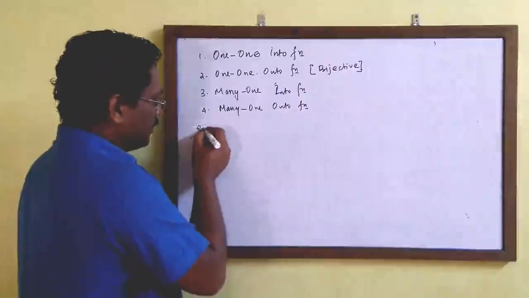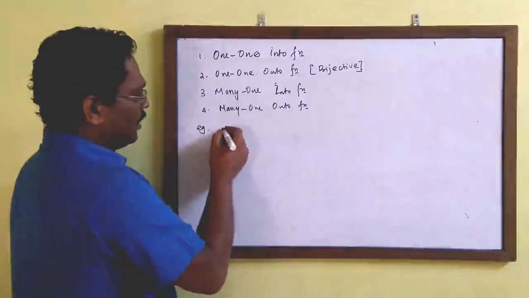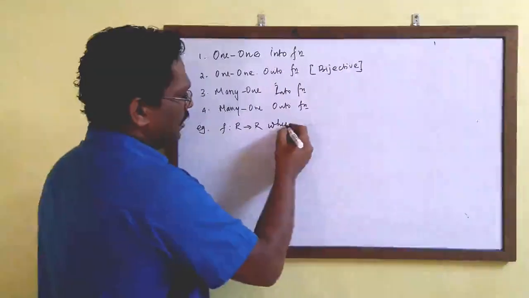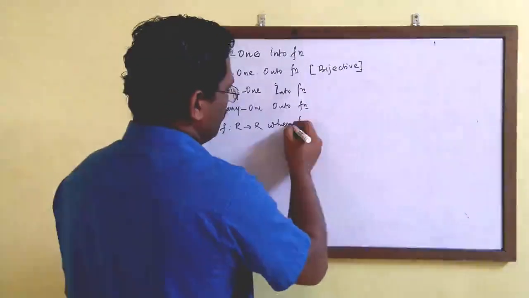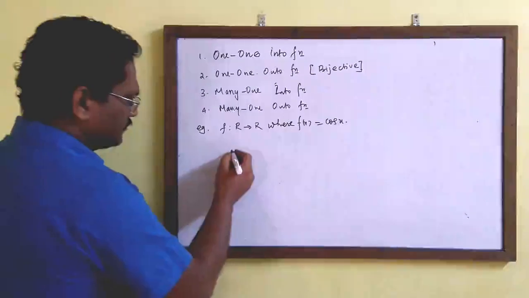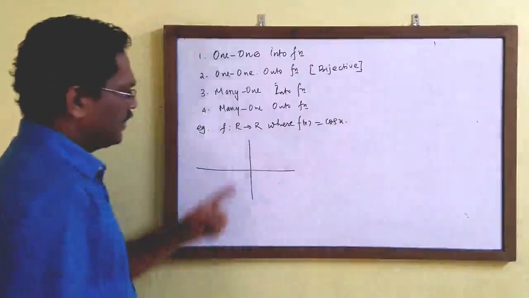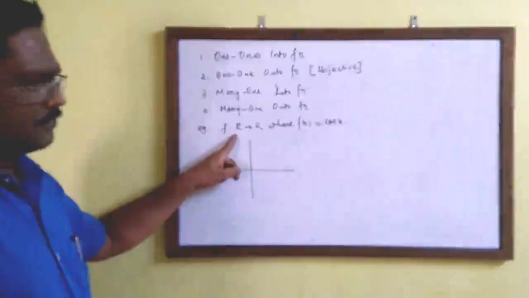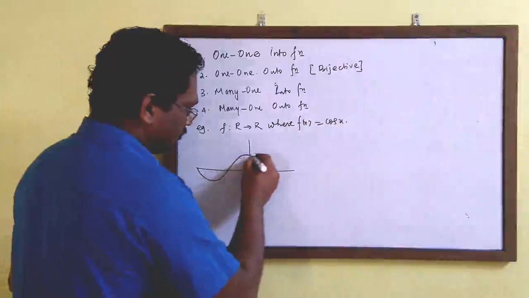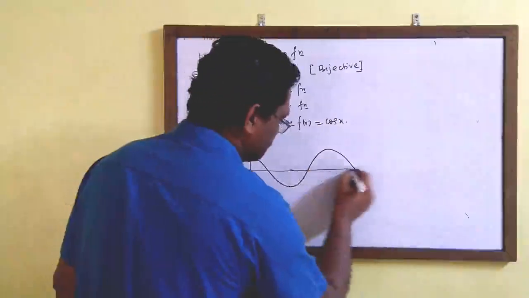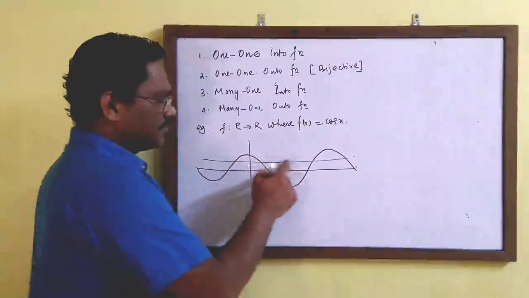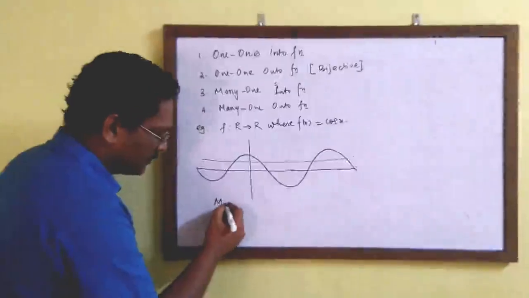Now let us take a simple example. Now if I am writing something like this, f: R to R, where f(x) is equal to cos x. Now what does this mean? I have taken the domain of this function as R and the codomain also is R. So now if I draw the graph of cos x, this kind of graph is formed. Now looking at the graph, if I draw a line parallel to x-axis, what kind of function is it? It is certainly a many-one function.